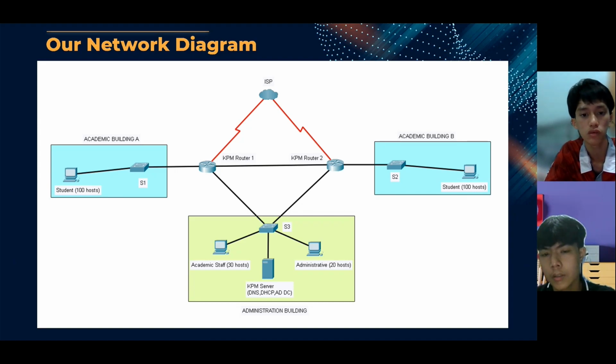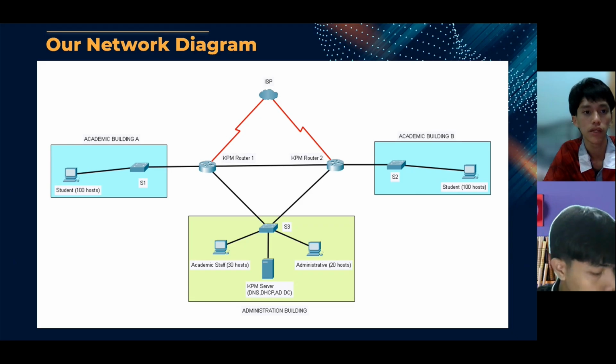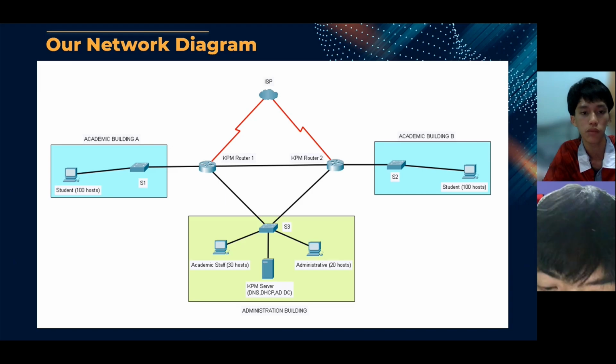We make two routers because of the scalability of the network diagram. Because if one of the routers malfunctions, the two buildings can still work properly.